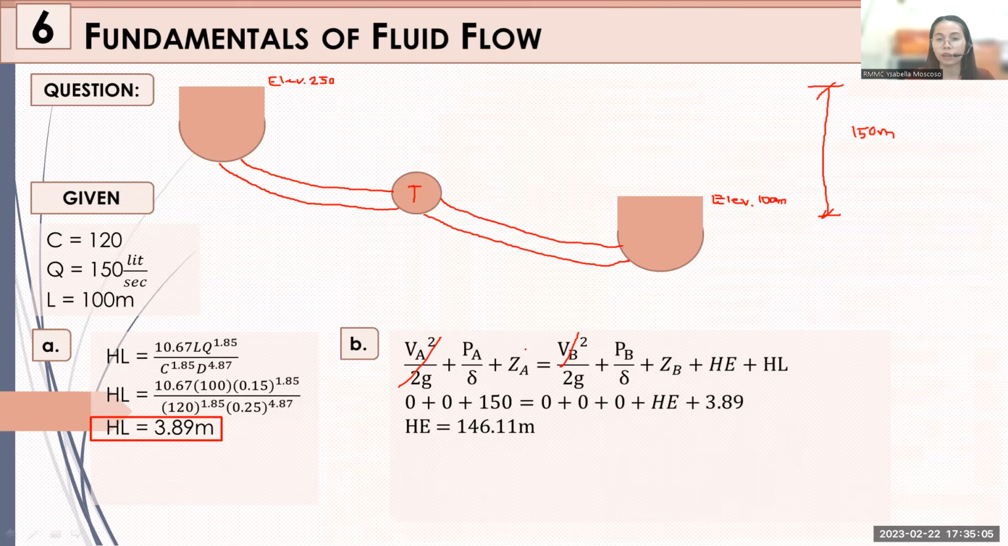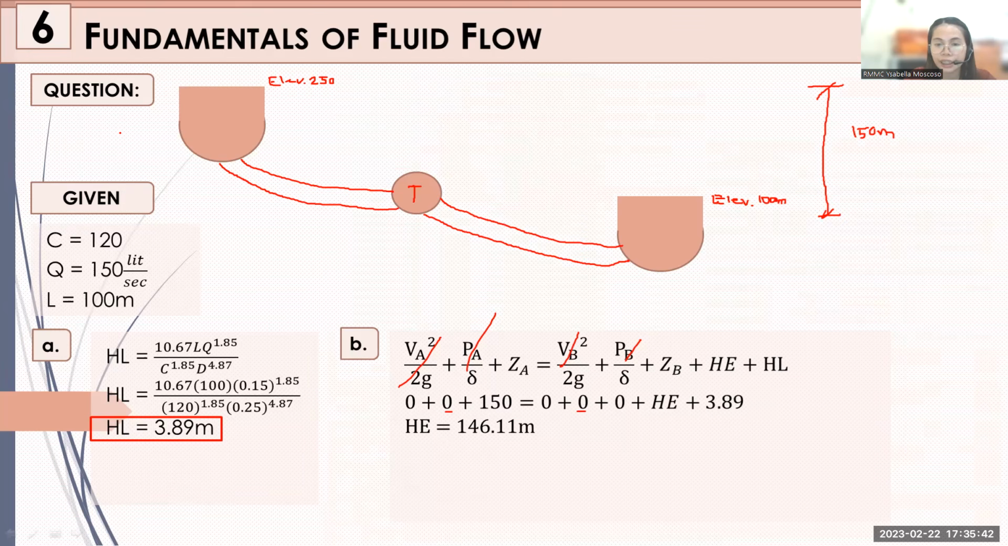On the other hand, why is the pressure also equal to 0? If you remember what I said earlier, if your fluid is open to the air, then your gauge pressure is equal to 0. Or if your fluid is open to the atmosphere, that means it is 0. Since this is a reservoir, open to the air, the pressure is equal to 0. I hope that makes sense.